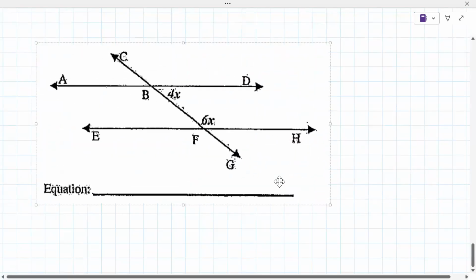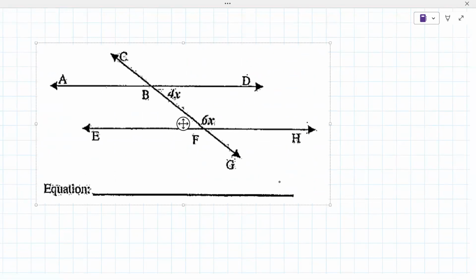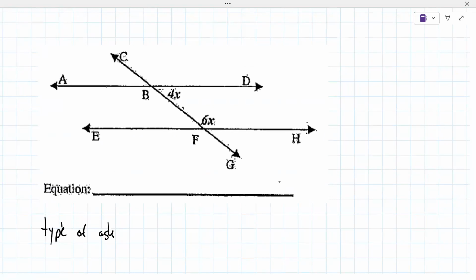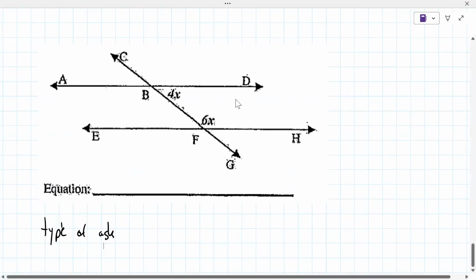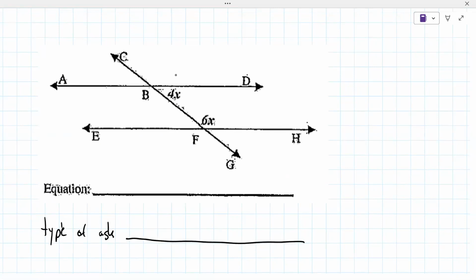All right, so in addition to the equation, I want to know the type of angle here, or type of angles. What's the angle relationship? I know it's really a terrible, grainy drawing, but just ask me questions if you have any. The type of angle first, then the equation comes second.